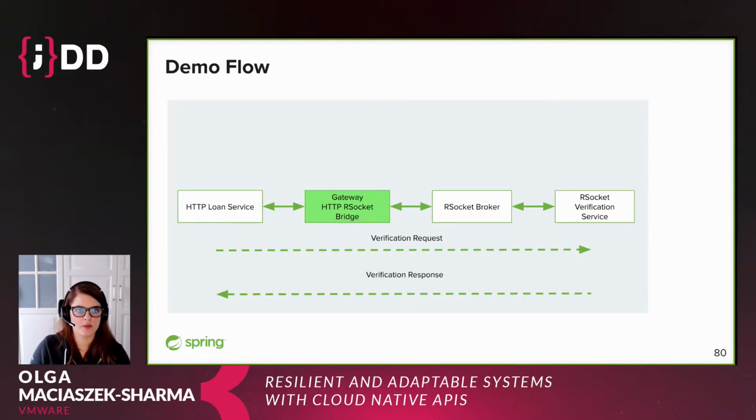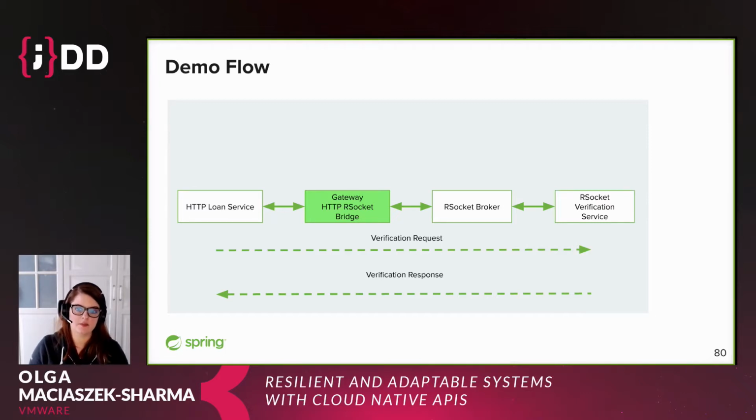And in the demo, we will see a loan service where people are trying to apply to get a loan. And that service is actually HTTP based and wants to communicate with a new RSocket based verification service to check if a customer is fine. So basically in our simple use case, if the customer is old enough.